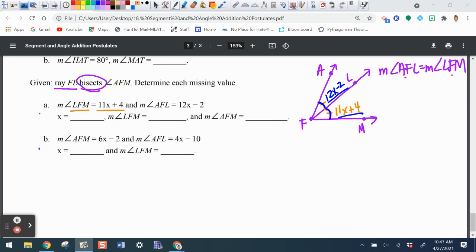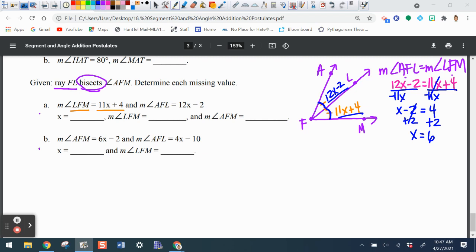So AFL is 12x minus 2, and it should equal LFM, angle LFM, 11x plus 4. So let's find the value of x that makes this side the same as this side. I'll subtract my smaller x from my larger, and I'll be left with x minus 2 equals positive 4, and then add 2 to both sides so we can solve for x, and x will equal 6.